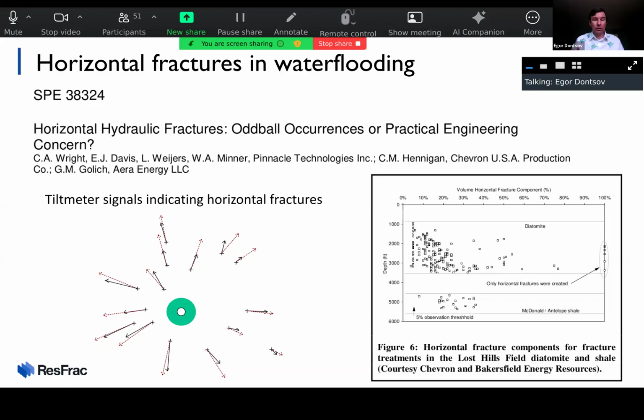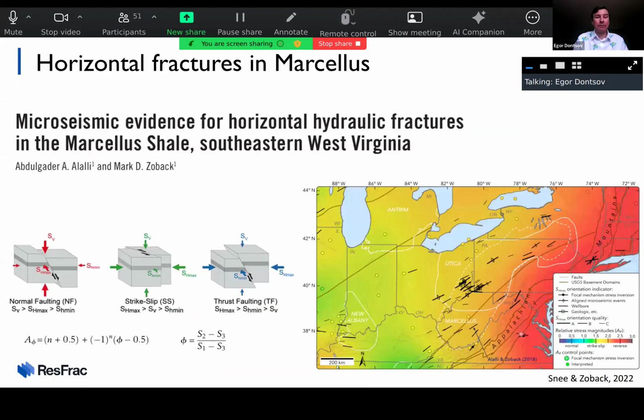Again, you can argue with it. Obviously, you can say, hey, what if it is a poroelastic effect? Basically, you have fluid diffusion around the fracture, with very high permeability. But nevertheless, this is the first mention in the literature that this was happening.